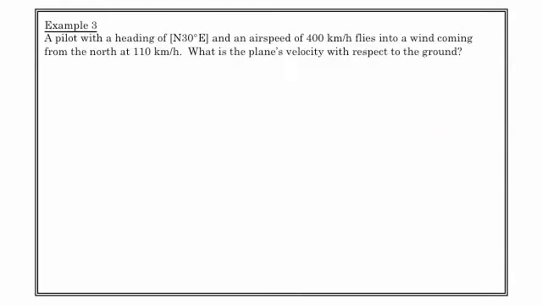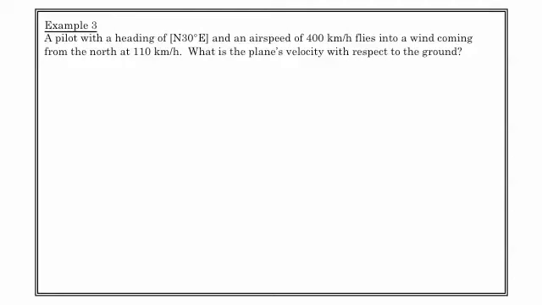So here's example 3. Very often, when we're dealing with relative velocities, you will encounter questions with airplanes and pilots and stuff like that. So what this question says is that a pilot's heading, so that's the direction that the pilot's heading, is north 30 degrees east, and has an airspeed of 400 kilometers per hour. So this is how fast the plane can travel, 400 kilometers per hour. However, the plane encounters a wind that comes from the north. And the wind coming from the north is, of course, pointed south, and that's 110 kilometers per hour.